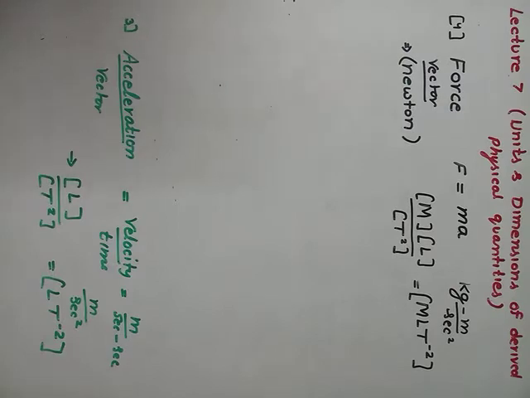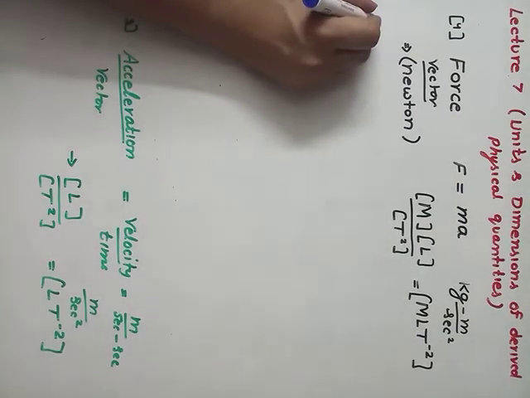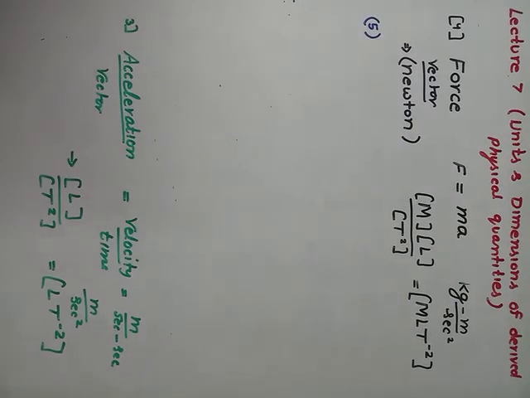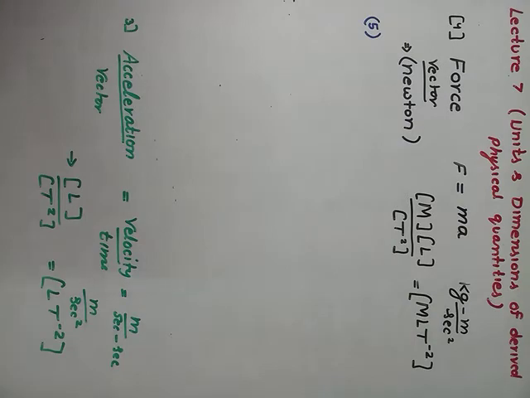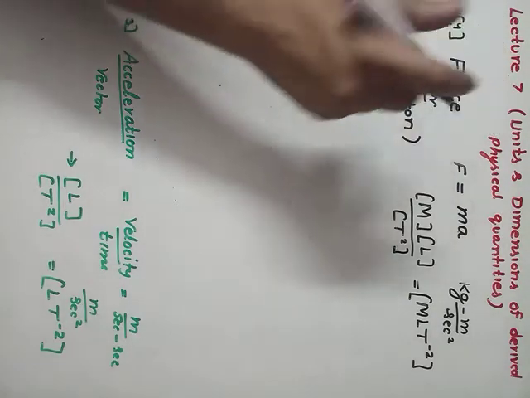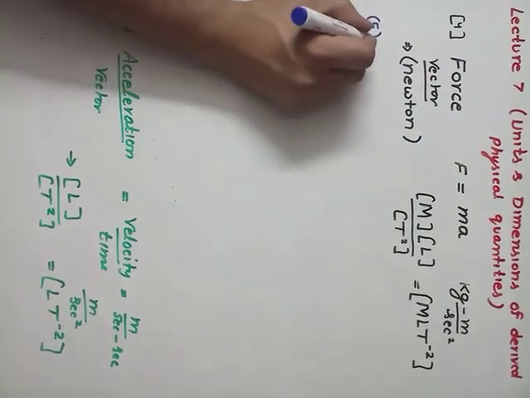The dimension of force is very important. It is MLT^-2. Now, it may be possible that more than one physical quantity has the same dimension, but it is not possible that a physical quantity possesses more than one dimension. That means more than one physical quantity can have the same dimension.